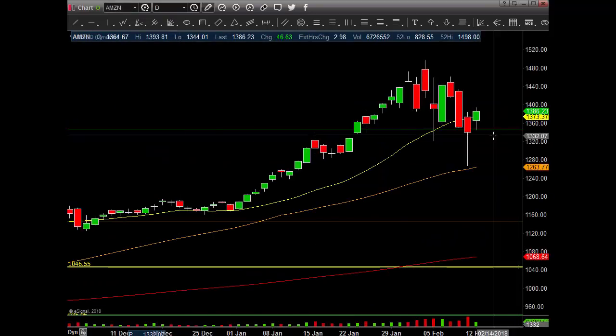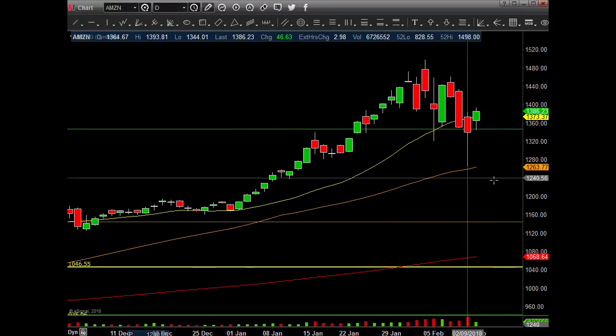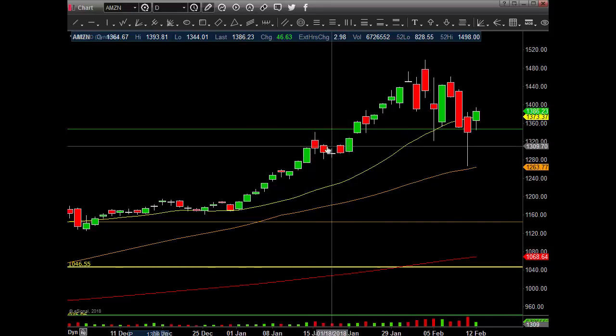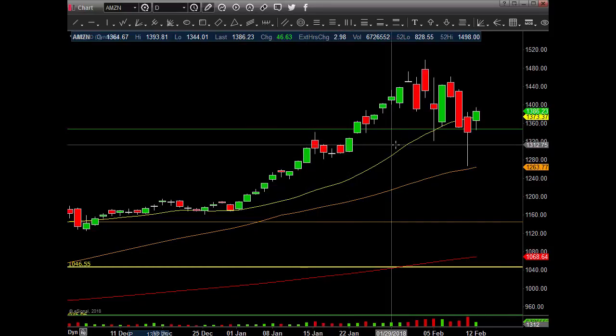Amazon. So Amazon is still holding it. It came on the daily chart right down to the 50 MA, kissed it, and went right back up. You have good support here because you had the consolidation here for five days or so. So you had good support there.